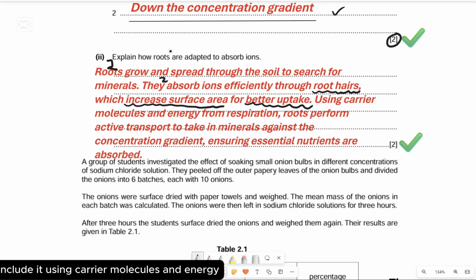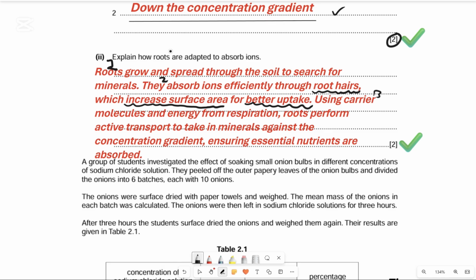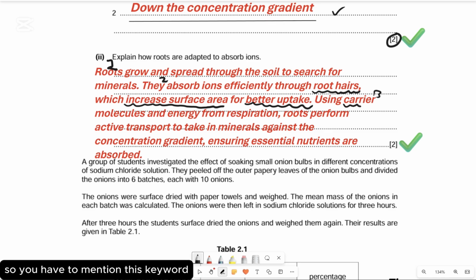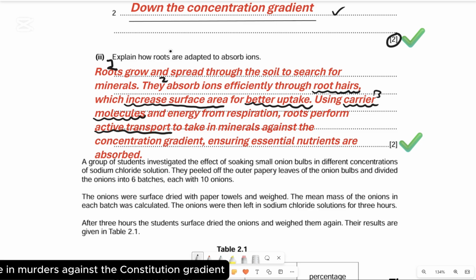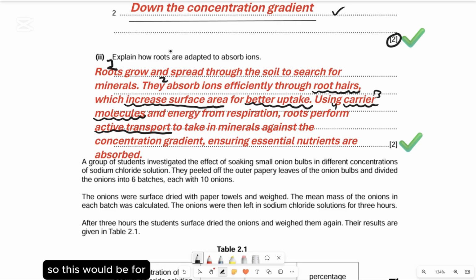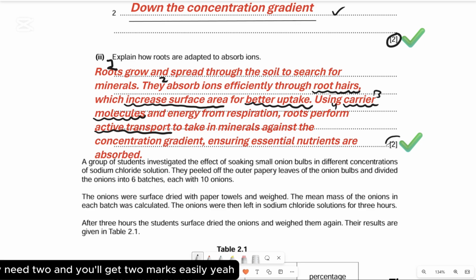Using carrier molecules and energy, this would be the third point. So you have to mention this keyword, carrier molecules or protein carriers, and energy from respiration. Roots perform active transport. You have to mention this to take in minerals against the concentration gradient, ensuring essential nutrients are absorbed. So this would be 4. There are 4 points I've mentioned here. You only need 2, and you'll get 2 marks easily here. So we're happy with that too.